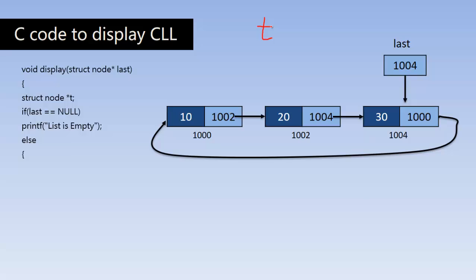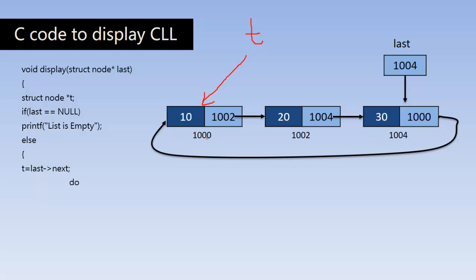Else, if the list is not empty, we will store the content of last arrow next in t. Last arrow next means the next of the last node. Next means the address of the next node. So last arrow next represents 1000, and that is stored in t. So now t is pointing to the first node, because last arrow next means 1000. Here next is the pointer which references the next node in the list, in this case, the first node in the list. So here t is currently pointing to this node.